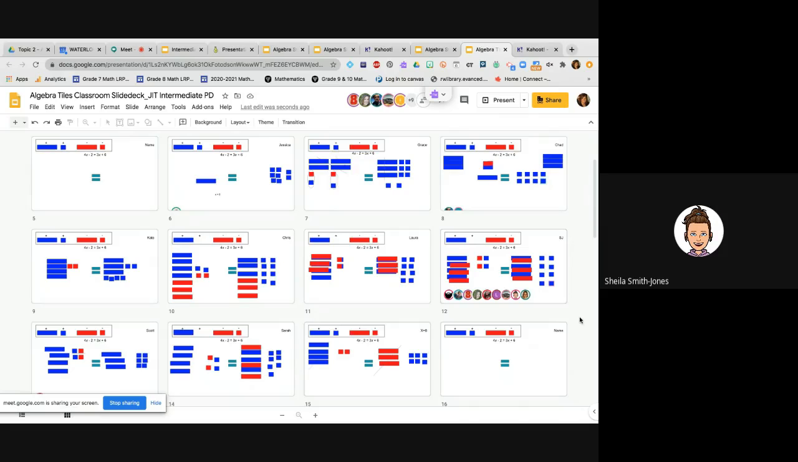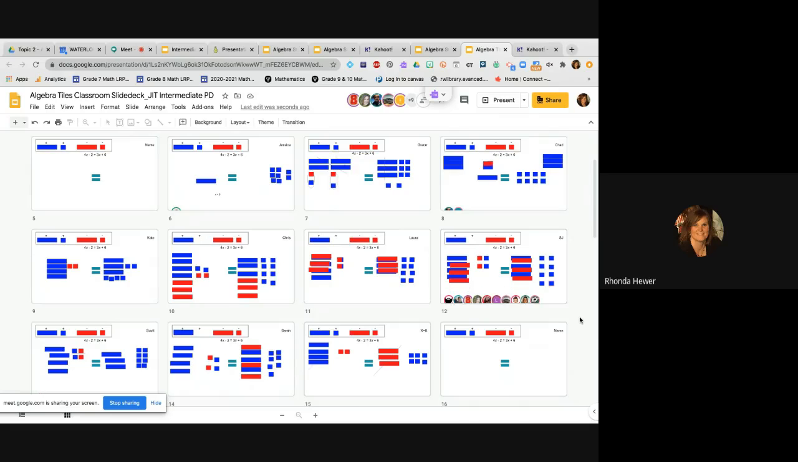Okay, and then I needed to, quote, get rid of the -2 on the left side. So I made those 0 pairs, and then to keep the balanced equation correct, I had to move them over to the other side.